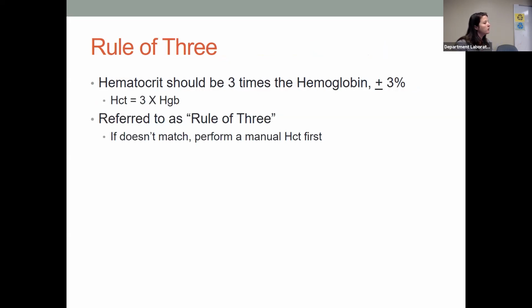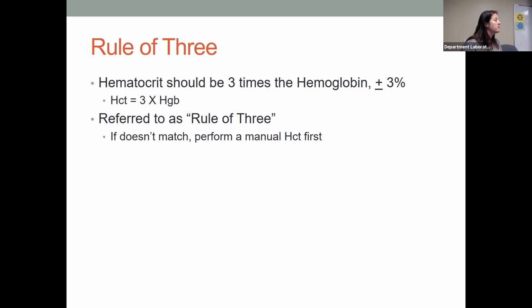Okay, so we have what we call a rule of 3. And what that means is your hematocrit value is 3 times the value of your hemoglobin. So you could take your hemoglobin value times 3, that should be your patient's hematocrit value. With that being said, you have a 3% range. So if your hemoglobin is 12, what should you expect your hematocrit to be? 36. So your hematocrit should be 33 to 39, right? So you have that 3% range, okay?